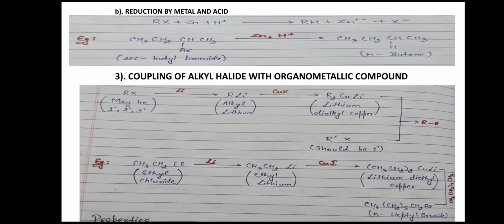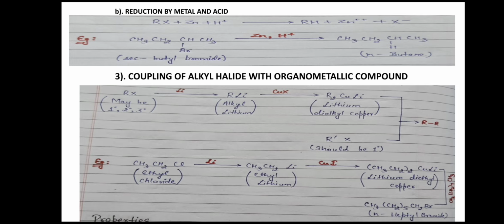And the third method of preparation of alkanes is coupling of alkyl halide with an organometallic compound. In this reaction, we have to take an alkyl halide, that may be tertiary, primary, or secondary, and react it in the presence of lithium, and we will get alkyl lithium. When we get the alkyl lithium, we react it in the presence of CuX, and we will get the lithium dialkyl copper. And what will we get?